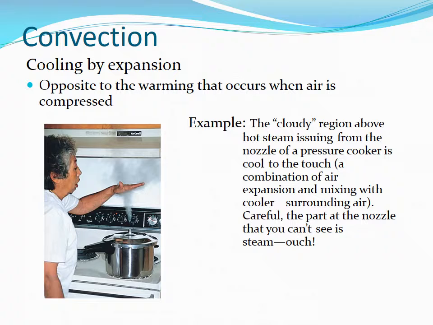Cooling by expansion is the opposite to the warming that occurs when air is compressed. An example: the cloudy region above hot steam issuing from the nozzle of a pressure cooker is cool to the touch, a combination of air expansion and mixing with cooler surrounding air. Careful, the part of the nozzle that you can't see is steam, which causes severe burns.